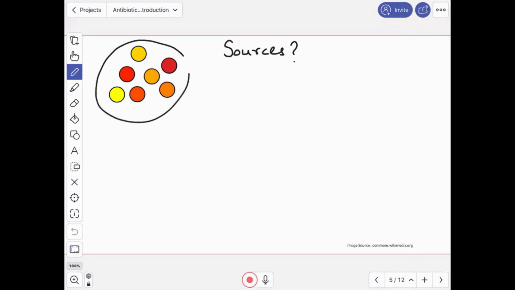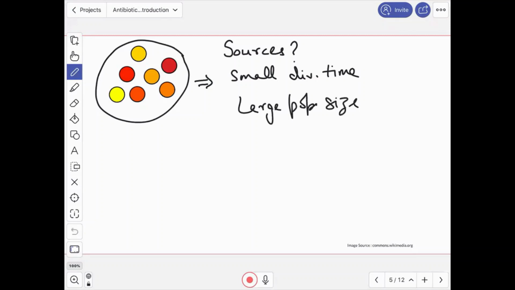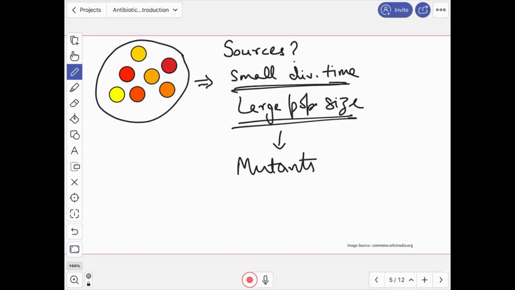Now let's imagine that there is a bacterial population that exists in a given environment. Owing to small division times and large bacterial population sizes, one can expect mutants to exist in a given bacterial population. So two things to note over here: small division time and large population sizes, which can give rise to mutants that will always exist in a bacterial population.